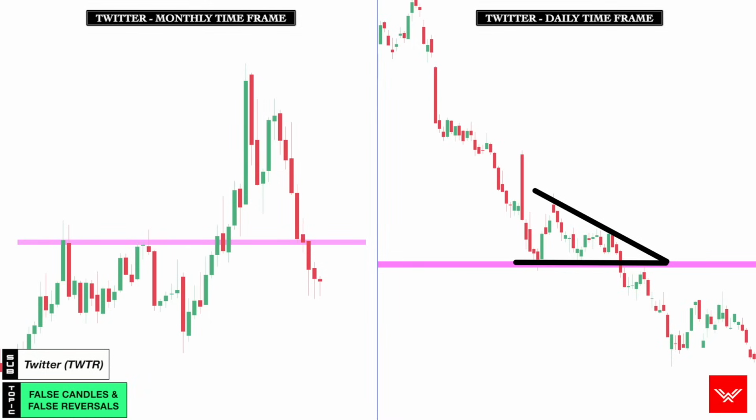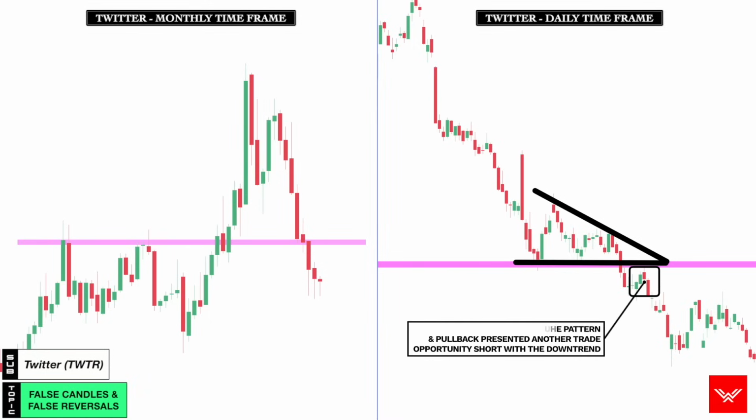Also, as a bonus, for those trading with the moving downtrend, this here actually presented another short trade opportunity for you through the pullback to the broken pattern bottom. So one more example.